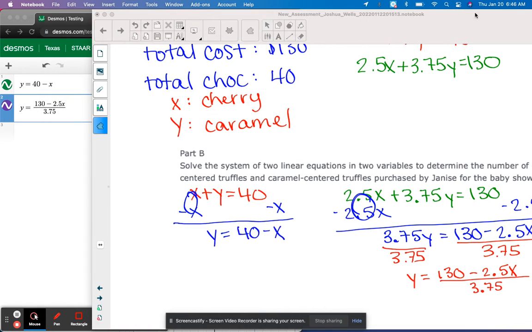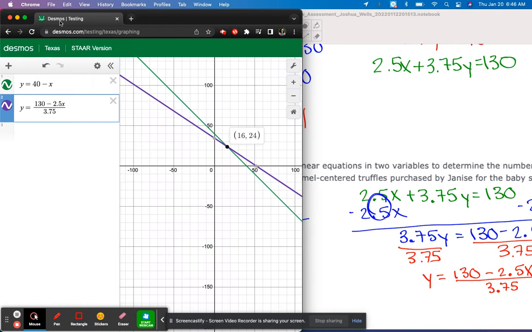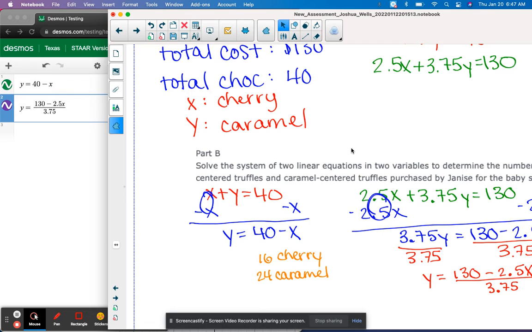And what this tells me is that she purchased 16 cherry truffles and 24 caramel. So 16 cherry truffles, 24 caramel truffles. And this would be our answer.